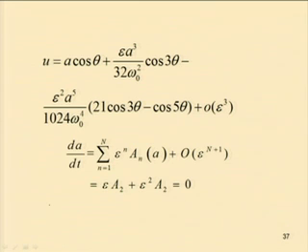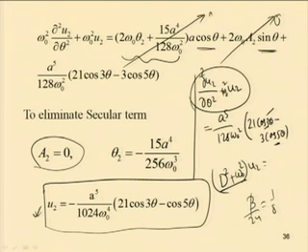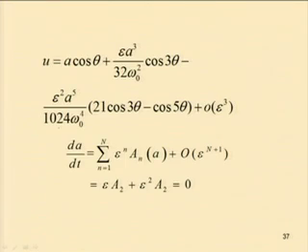So, we can write u equal to a cos theta plus epsilon. For u1 we are substituting a cubed by 32 omega 0 squared cos 3 theta, and for u2 we have substituted this equation. So, it becomes epsilon squared a to the power 5 by 1024 omega 0 to the fourth into 21 cos 3 theta minus cos 5 theta. So, we have neglected the order of epsilon cubed.